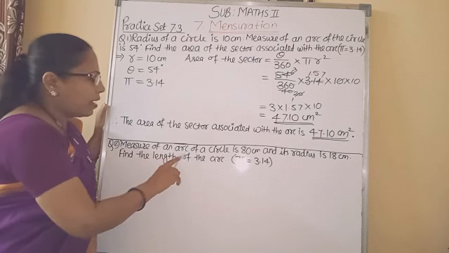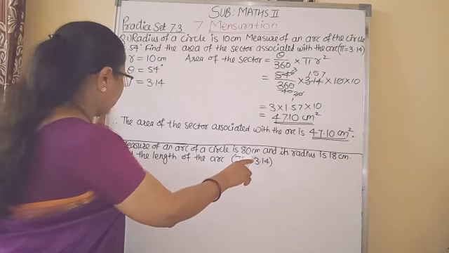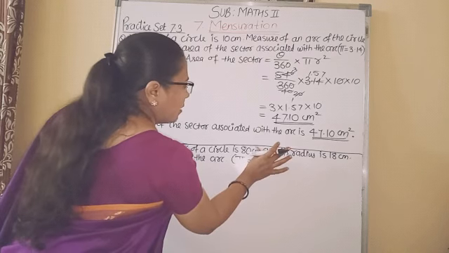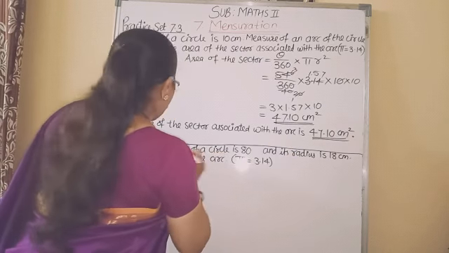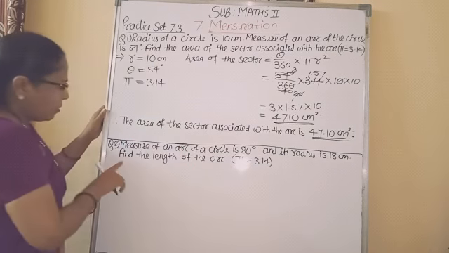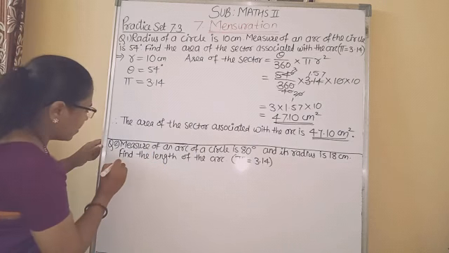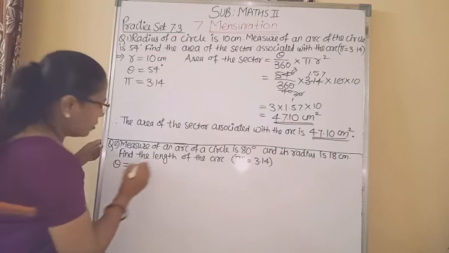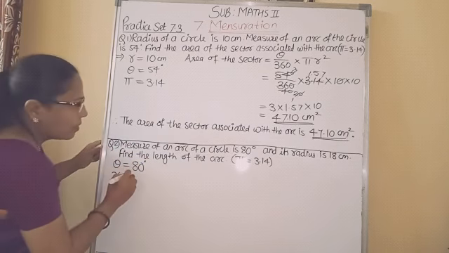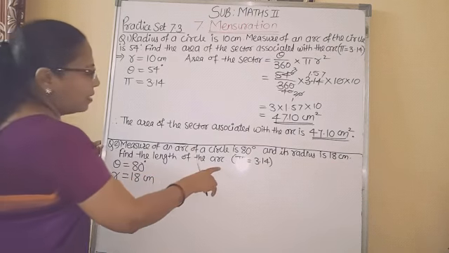Measure of an arc of a circle is 80 centimeter and its radius is 18 centimeter. Here printing mistake is there. Measure of an arc should be degree and its radius is 18 centimeter. Find the length of the arc. Now measure of an arc means theta given. Theta is equal to 80 degree. Radius 18 centimeter. So we have to find out length of the arc.